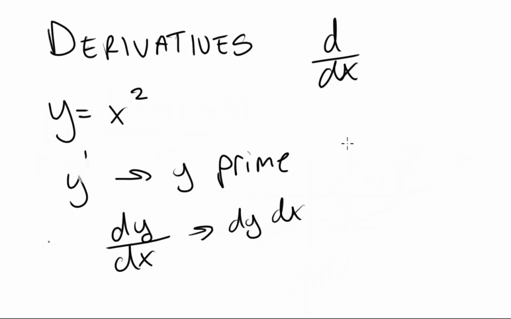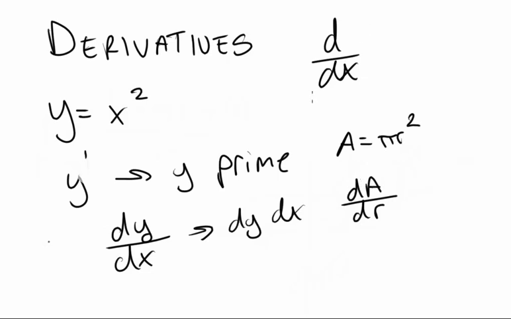Now if we had a function like, let's say, A equals pi r squared, here is a function for the area of a circle. So this function is in terms of r. If you wanted to find the derivative of this function, it would be dA dr, because r is the independent variable and A is the dependent variable.